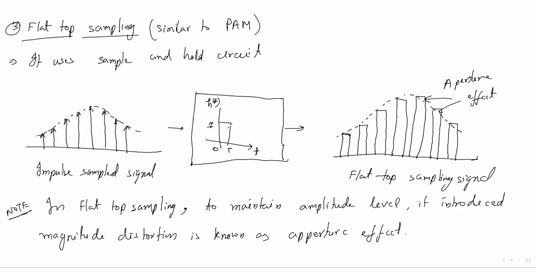Let me know when you finished writing. So now let me give the difference between impulse sampling and natural sampling. In flat top sampling, we don't have any derivation.